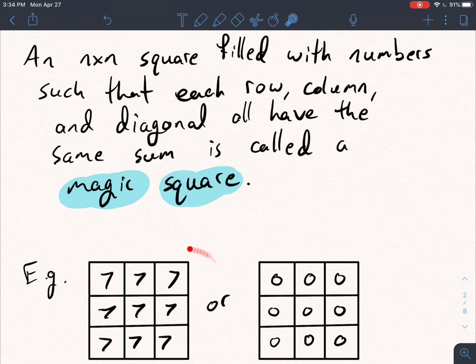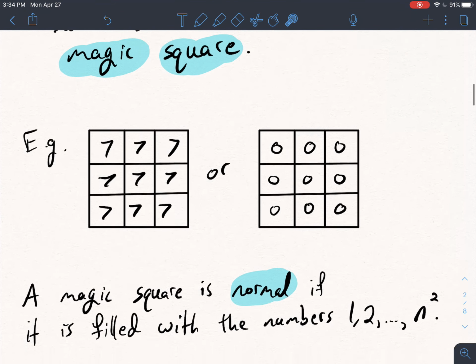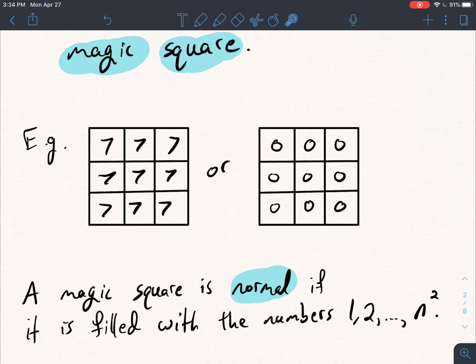Note that this definition allows for more things than maybe you would originally think. As an example, if you're allowed to make all of the entries the same exact thing, this definition would be satisfied. If you make all of the entries 0, then each row adds up to 0, each column adds up to 0, and each diagonal adds up to 0. Same thing for a matrix of all 7s: each row, each column, and each diagonal adds up to 21. So these are your really basic examples of what magic squares could look like.